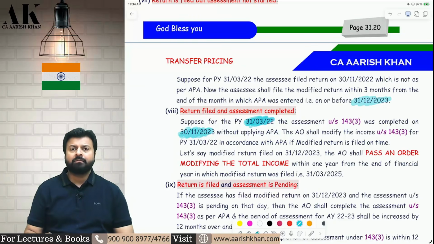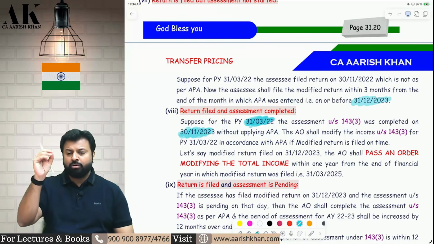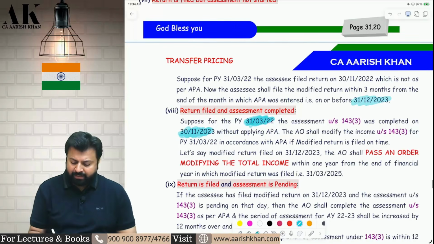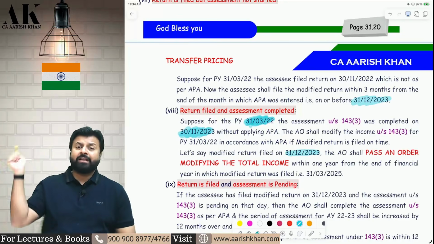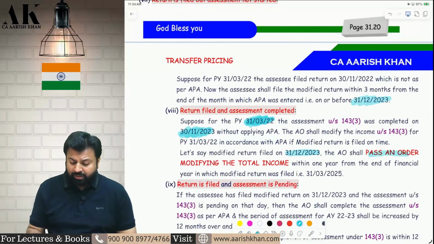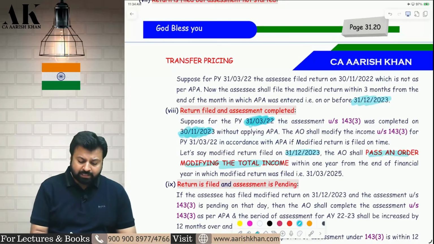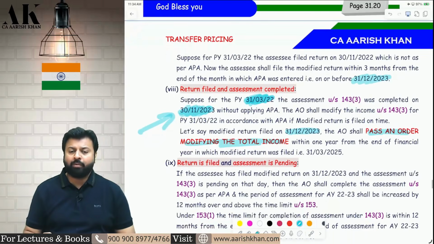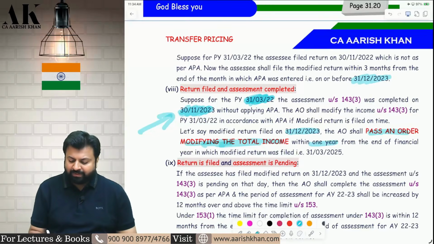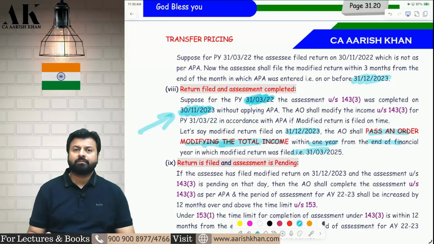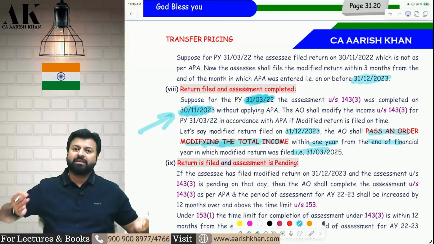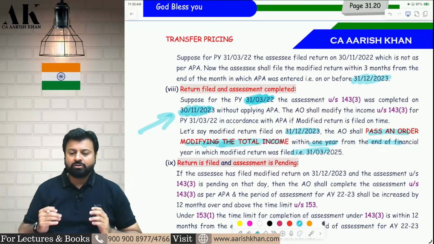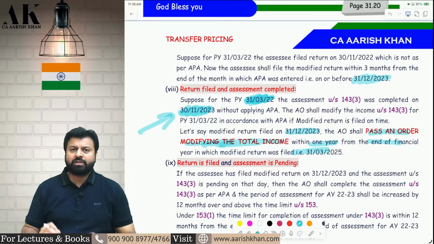Don't worry. Even if the AO has completed the assessment, you do your job properly. You file the modified return by 31st December 2023. It is duty bound on the assessing officer to modify the assessment order. So the assessment order which was passed on 30th November 23, the AO will rectify that order, will modify that order and will give you the order as per the APA. And to modify this, the AO has been given 1 year extra from the end of the financial year, because he has already completed his assessment. So the AO should be given extra time. So the AO will be given an extra 1 year from the end of the financial year in which the modified return is filed.